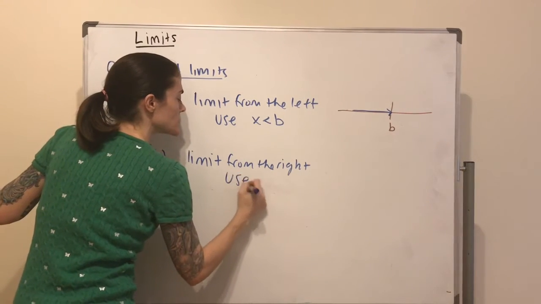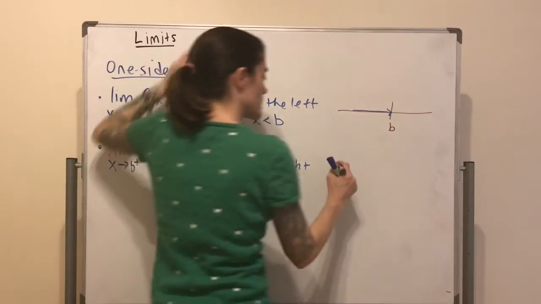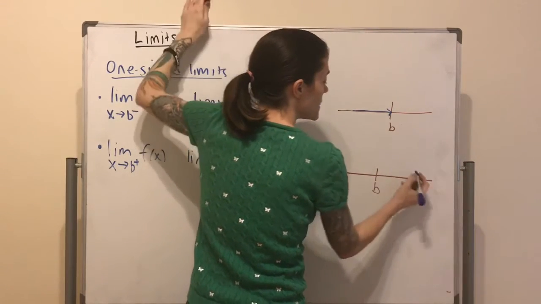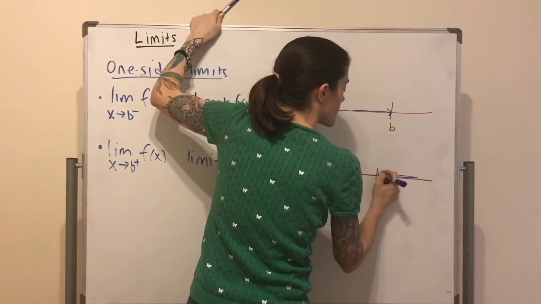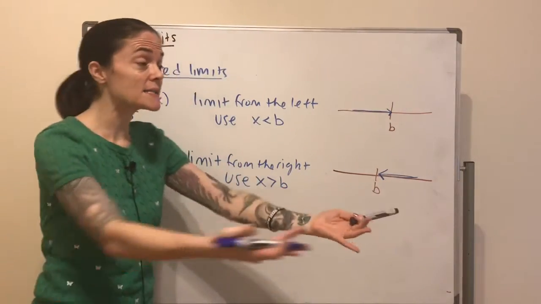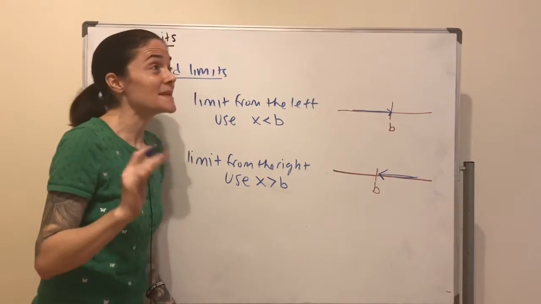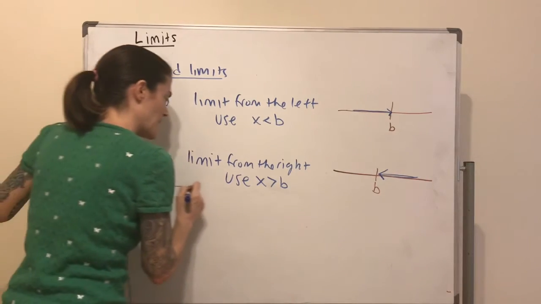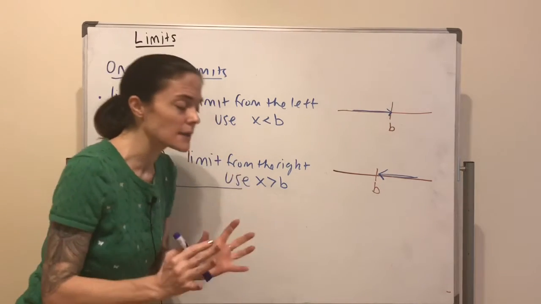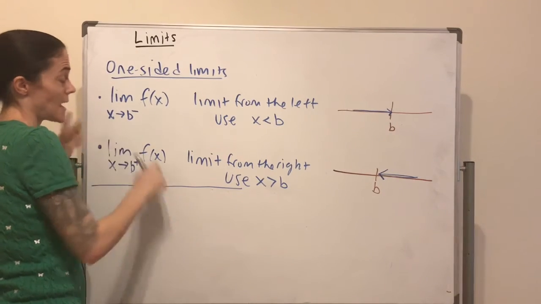And we use x bigger than b. So again, if I draw a number line, here's b, you really come in this direction. And then you ask yourself, what happens to the function value as you approach b from the right? Now, one thing we saw, and this is very useful in calculating the overall limit: in the overall limit, you don't see a plus or a minus. It's just the limit as x approaches b.